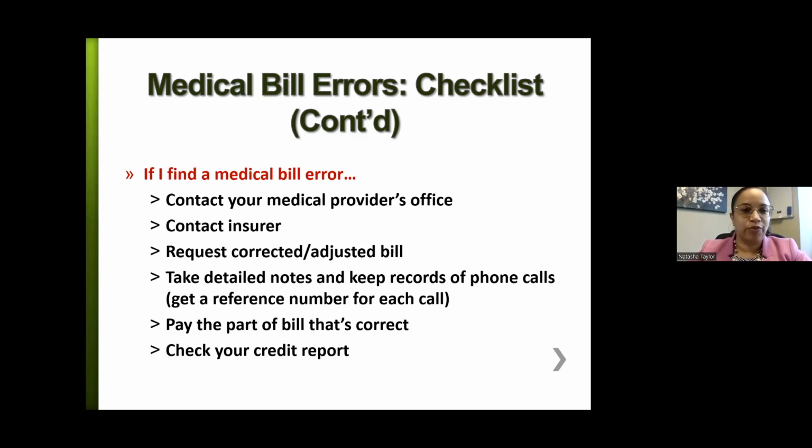You can request a corrected or adjusted bill if you have talked with your medical provider and it is determined that there is an error. Take detailed notes and keep records of phone calls. Always get a reference number for each call. You want to pay the part of the bill that is correct. So if you're disputing a bill, you don't want to let that go into collections or go into an overdue status while you're in negotiations. So at least pay the portion of the bill that you know is correct. And then you also want to check your credit report and make sure that that bill has not gone into collections.